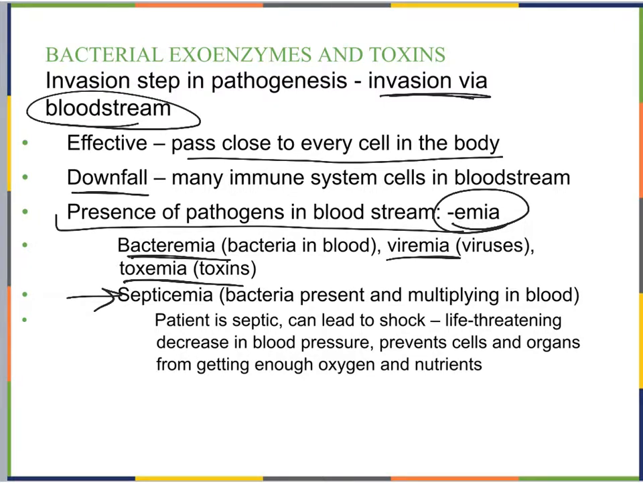Since it is in the bloodstream and we have multiplication of the bacteria in the bloodstream, what that means is that this is going by all of the cells of the body, which means that it's a pretty systemic infection, because it's passing throughout the entire body. It's not just in the stomach, for example. And then this can lead to shock.